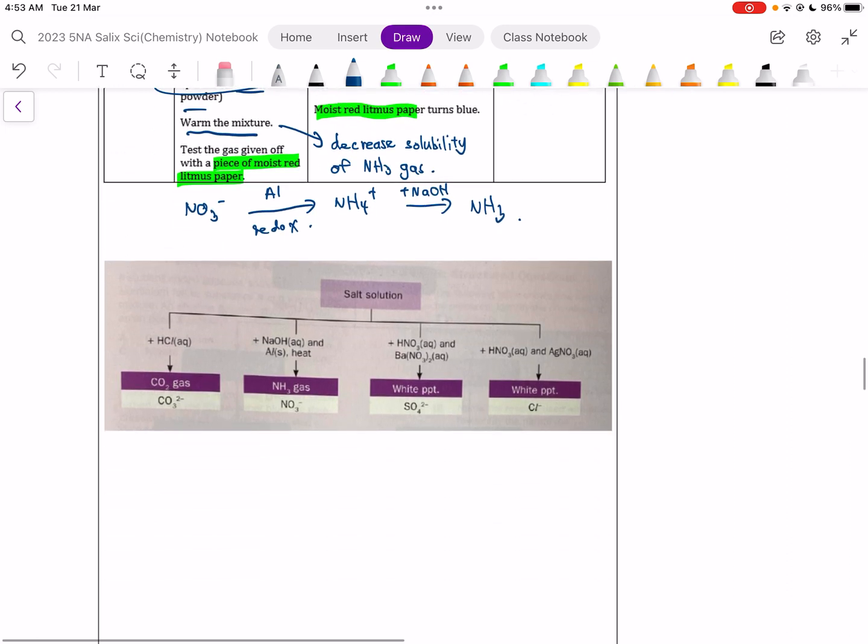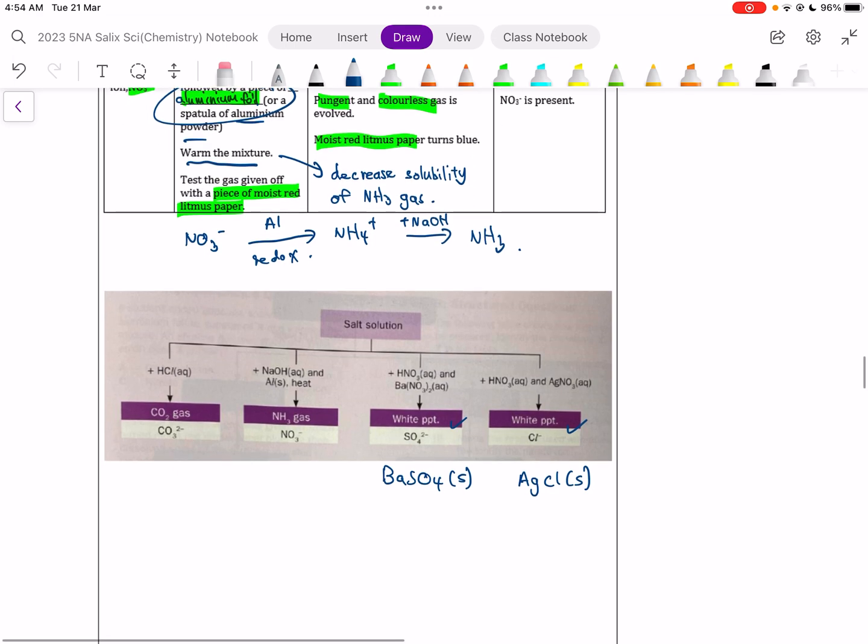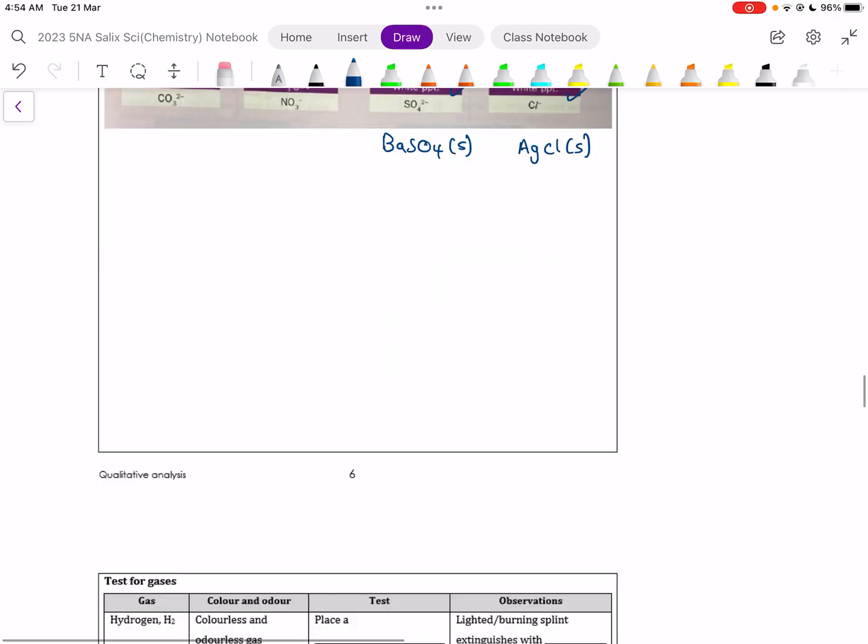So as a sum up, the white precipitate you form down here is barium sulfate, a white precipitate. This one is silver chloride. And then you have the other two. Know the equations and the ionic equations also for these two.